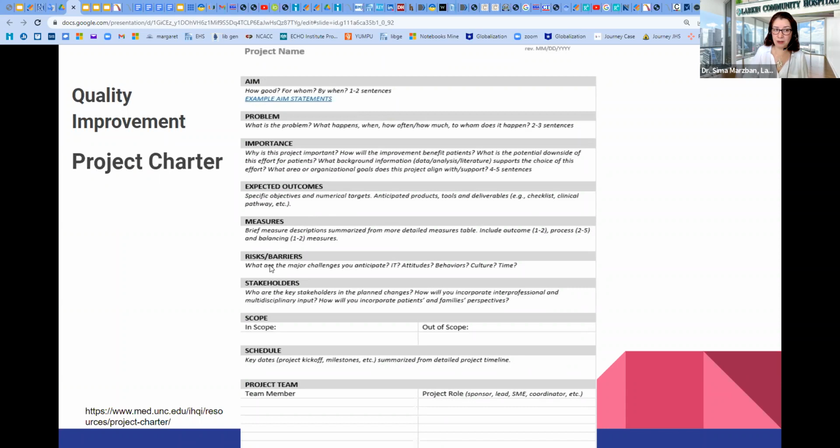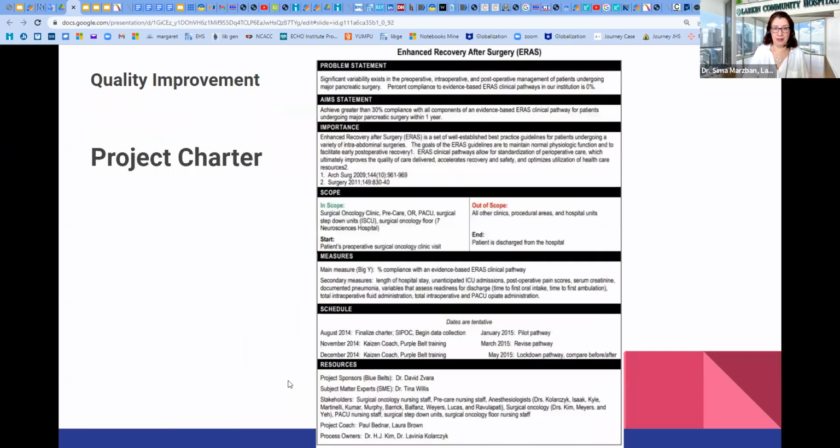This component is new in this project charter. Stakeholders who are very important: in scope, out of scope, scheduling, and project team member. Another example, these are examples to internalize these types of project charters in your mind. When you start a quality improvement project, you need a plan, a written plan.